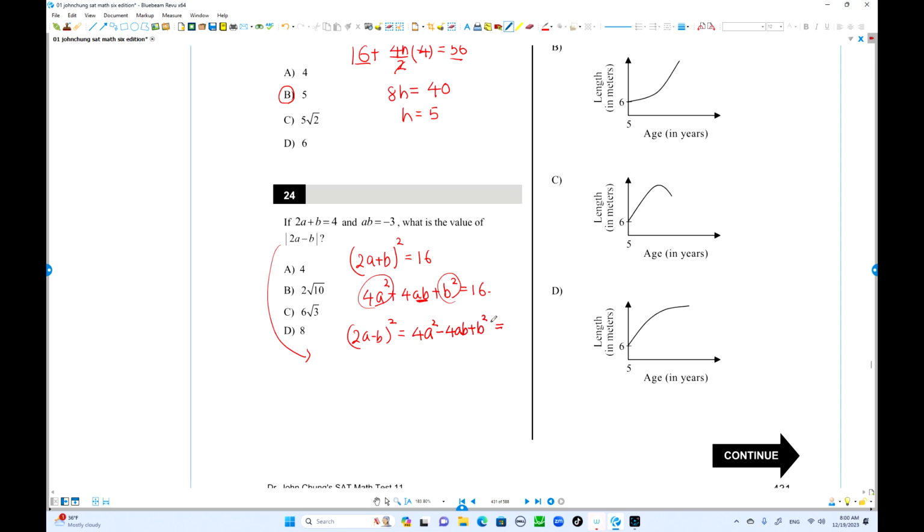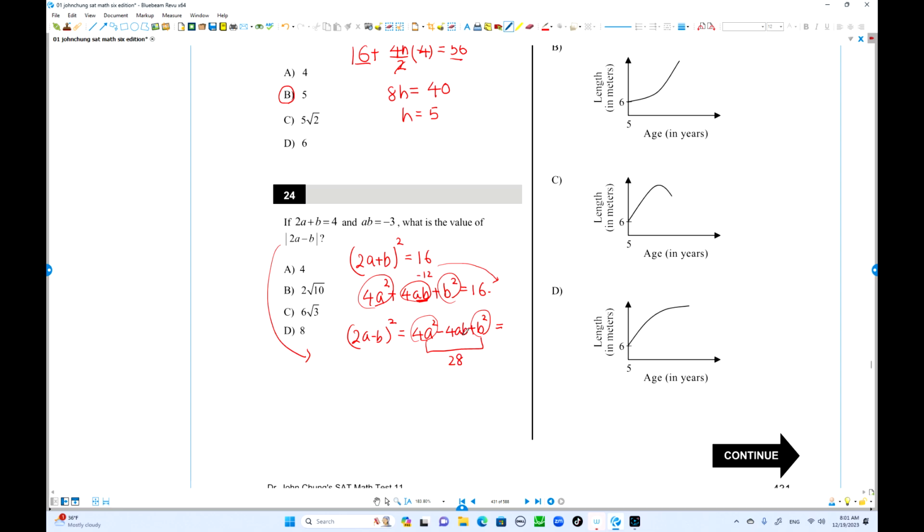So we're going to find these numbers, 4a squared and b squared over here. This is already how much? Negative 3 times 4, right? ab is negative 3, so times 4 is negative 12. So to the right, that is 28, right? These two values, 4a squared plus b squared, is 28.